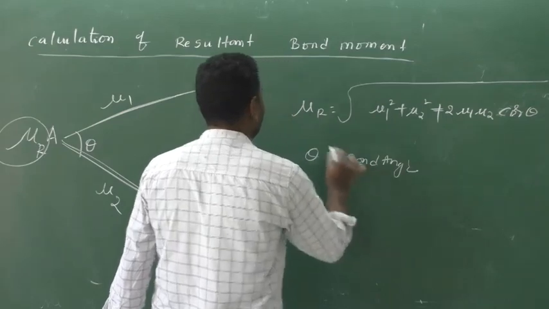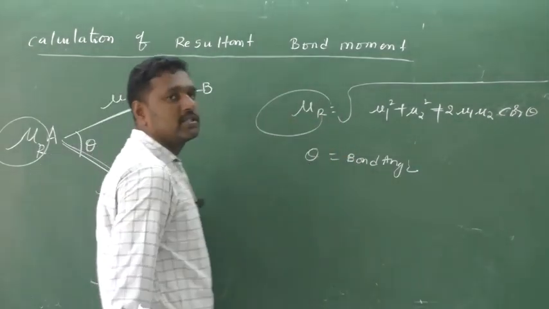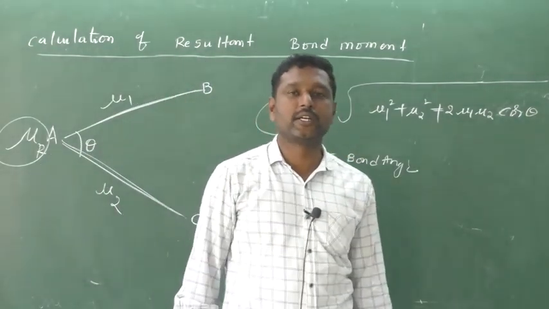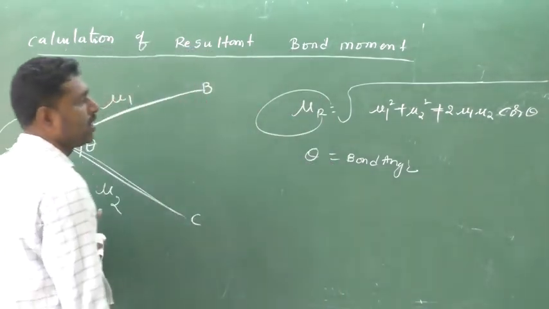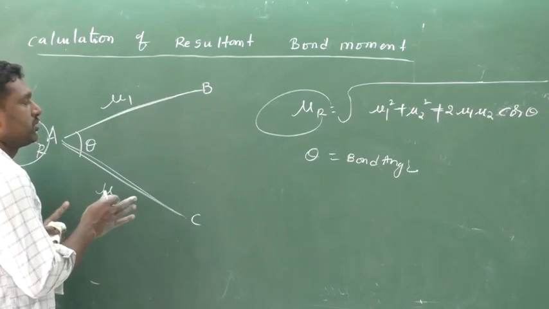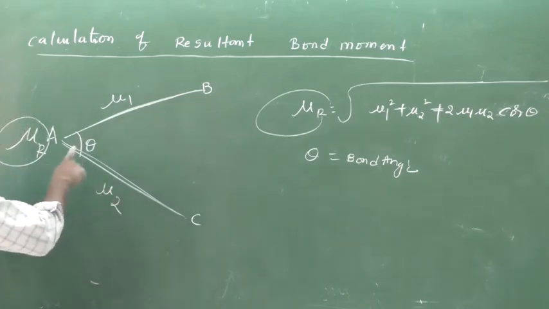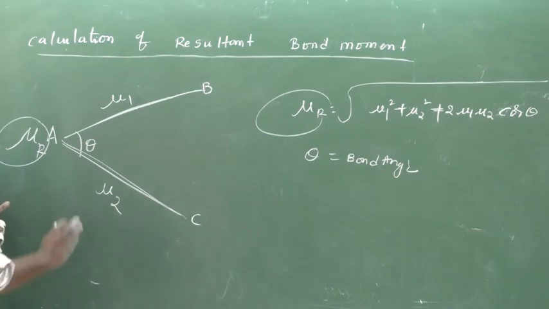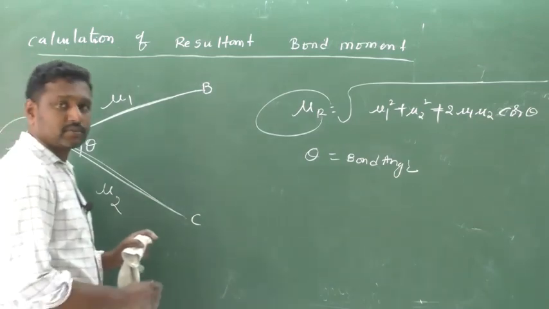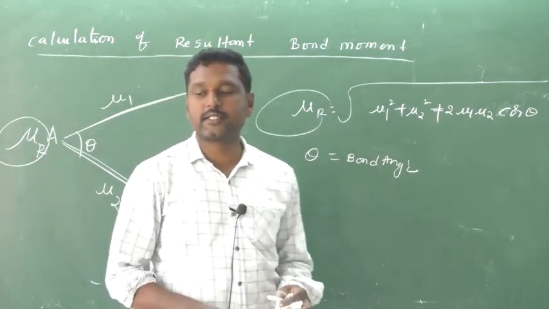By this we can calculate the resultant bond moment. The resultant bond moment is calculated using this formula. So this is about vector quantity, that's why we consider the directions. So this is about calculation of resultant bond moment.